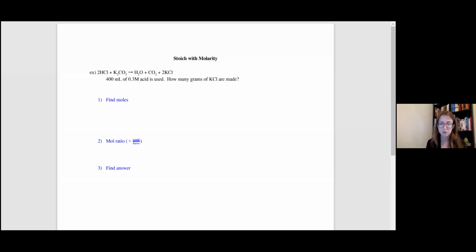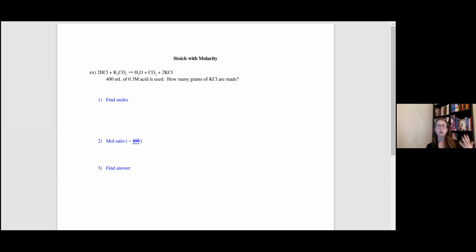So last time you did this, all you ever had to find moles from was grams, but you've actually learned how to find moles from molarity and volume as well. So when I have a problem like this, where the reaction is 2HCl plus K2CO3 yields H2O plus CO2 plus 2KCl, 400 milliliters of 0.3 molar acid is used. How many grams of KCl are made?